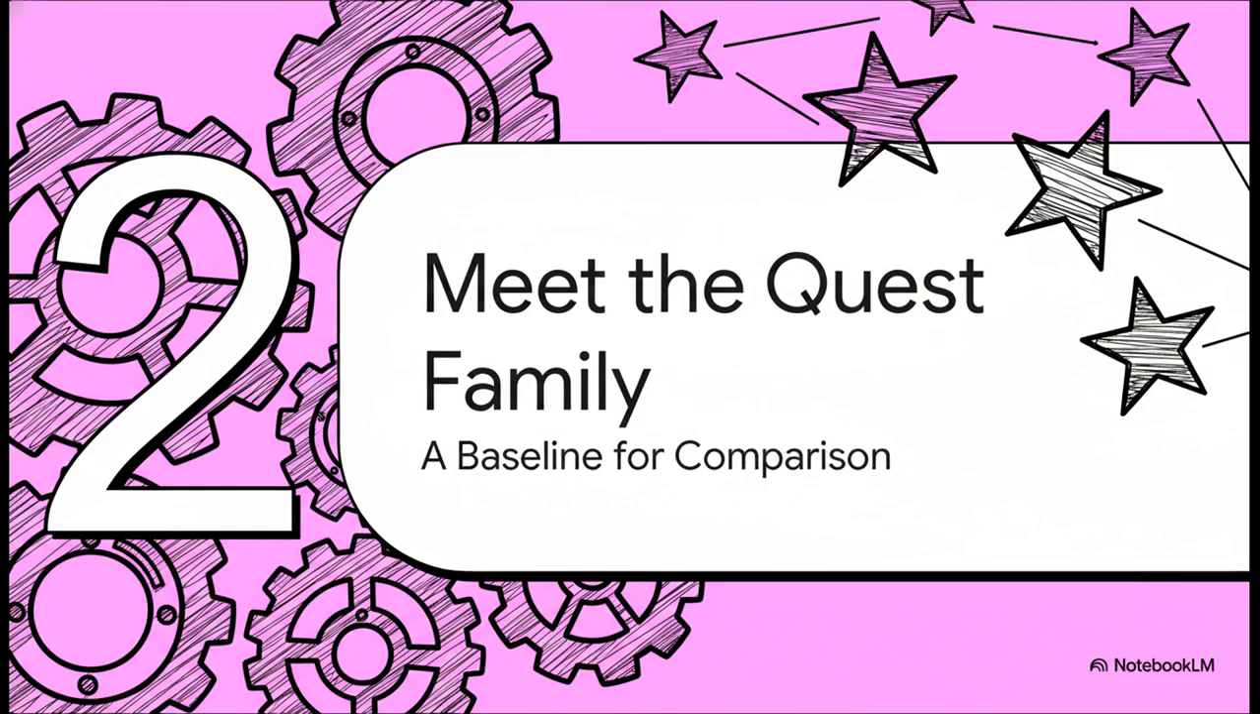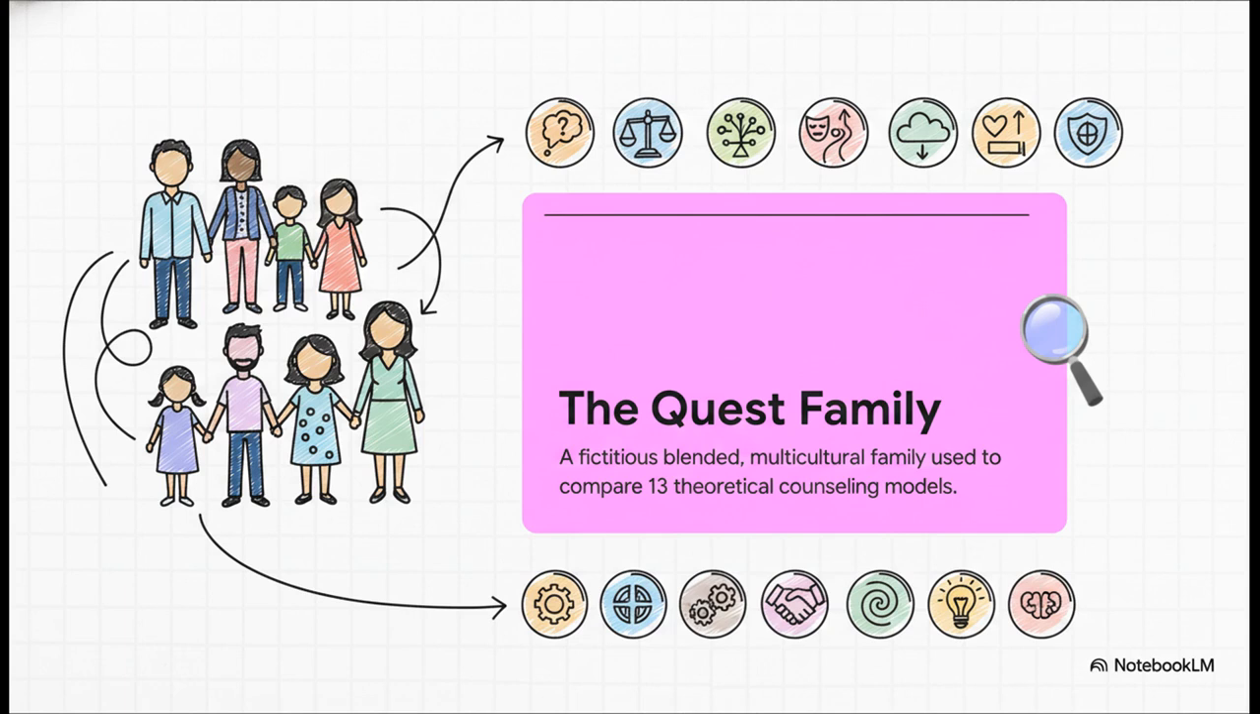Moving right along to Section 2, meet the Quest family. So to really see this systemic therapy in action across vastly different theories, we need a constant, right? We need an anchor. The author brilliantly created the Quests. They're a fictitious but honestly super realistic, blended multicultural family. By applying 13 different theoretical lenses to the exact same complex family dynamic, we get this perfect apples to apples baseline. We get to see exactly how swapping out the lens totally changes the way a therapist interacts with the Quest's specific cultural backgrounds and their blended stepfamily challenges.